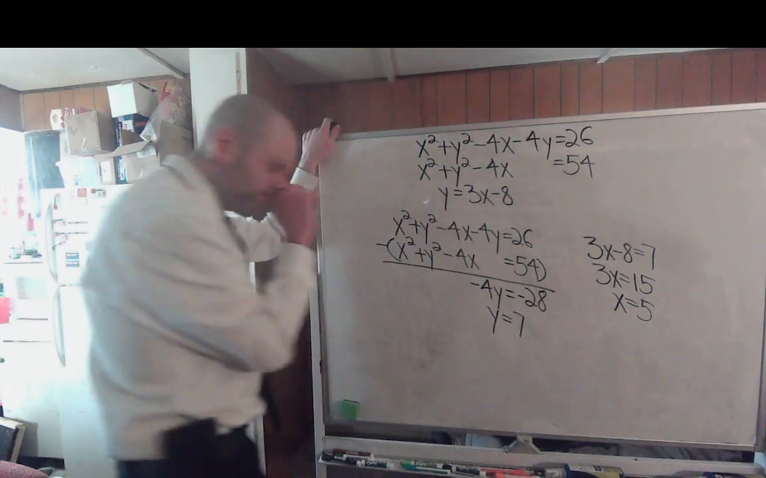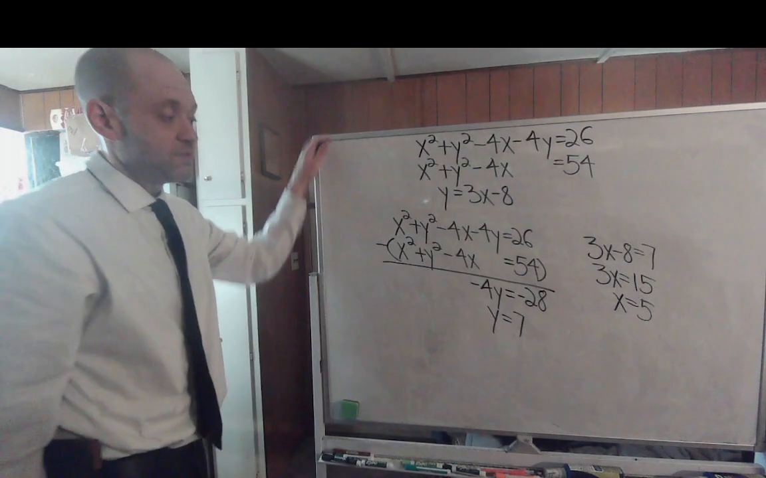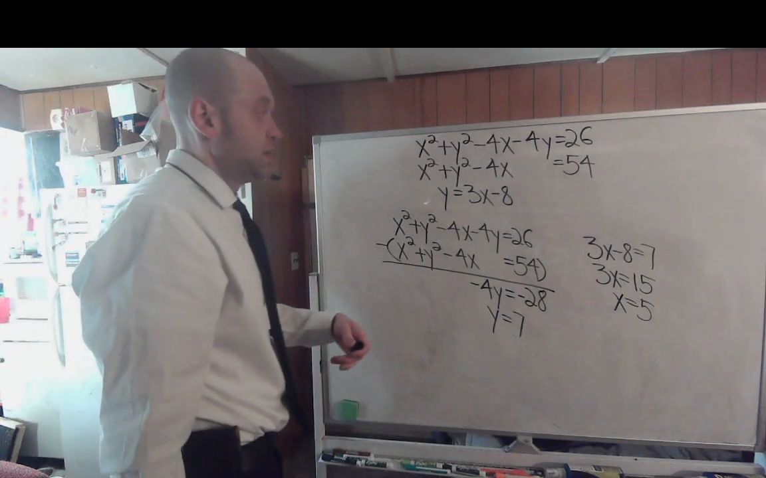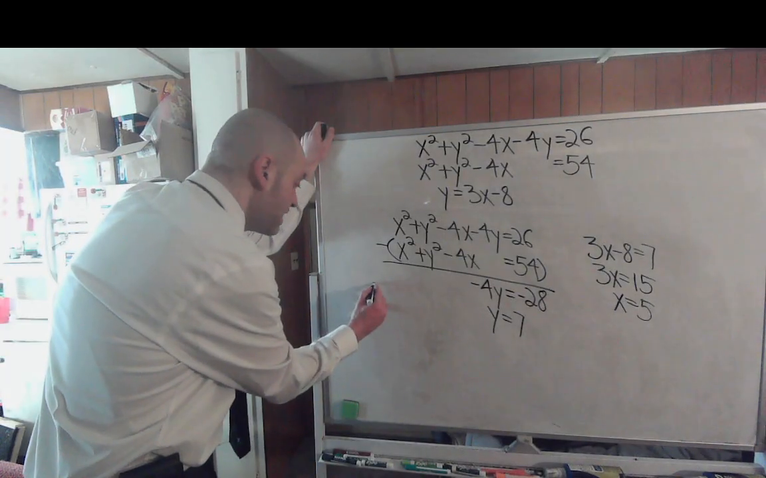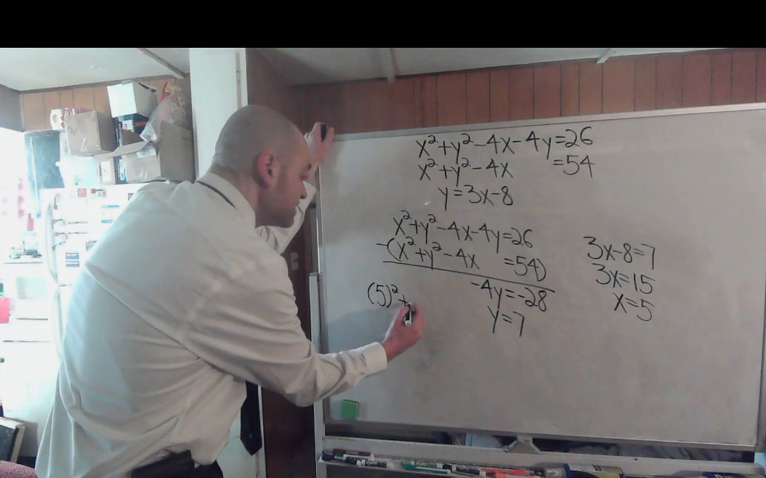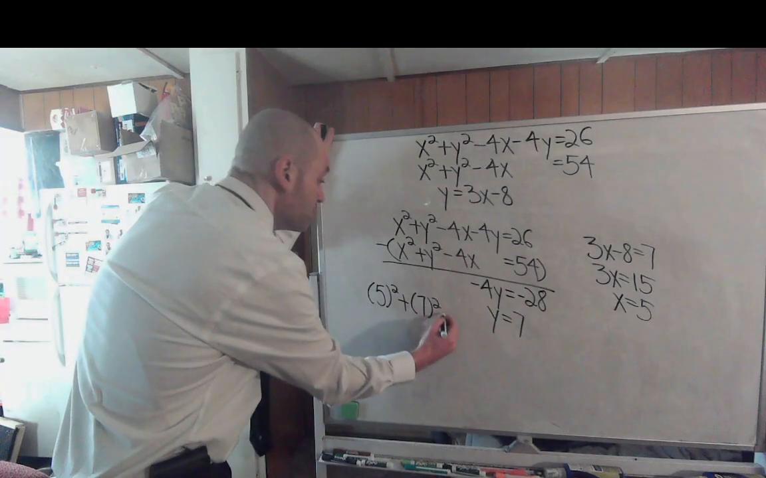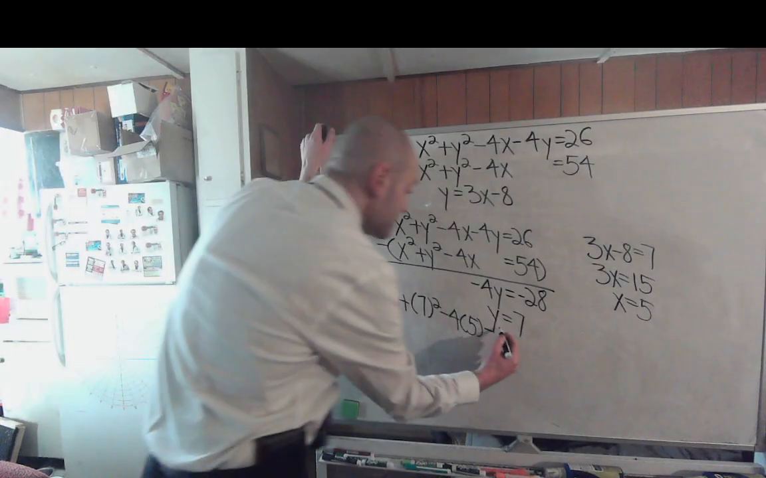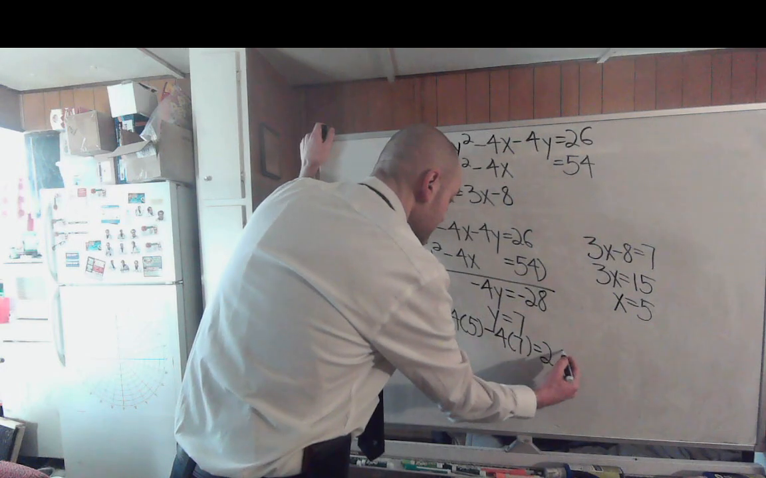But it's probably a good idea to test these two numbers in at least one of the equations to make sure it holds up. Let's do it in the top one. So the x was 5, so this will be 5 squared plus that y squared, so that'd be plus 7 squared minus 4 times 5 minus 4 times 7 equals 26.